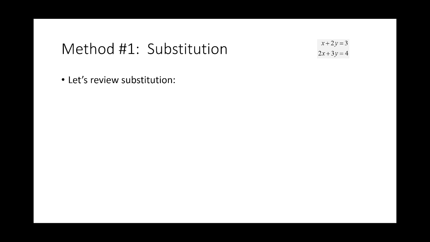But I want to go back to square one to show you how this stuff works and what you're familiar with, okay? So let's review the first method, which is substitution. I've got the original system written up here. The way that substitution works is I pick one of the equations and solve for one of the variables. So let's isolate one of the variables in the first equation.